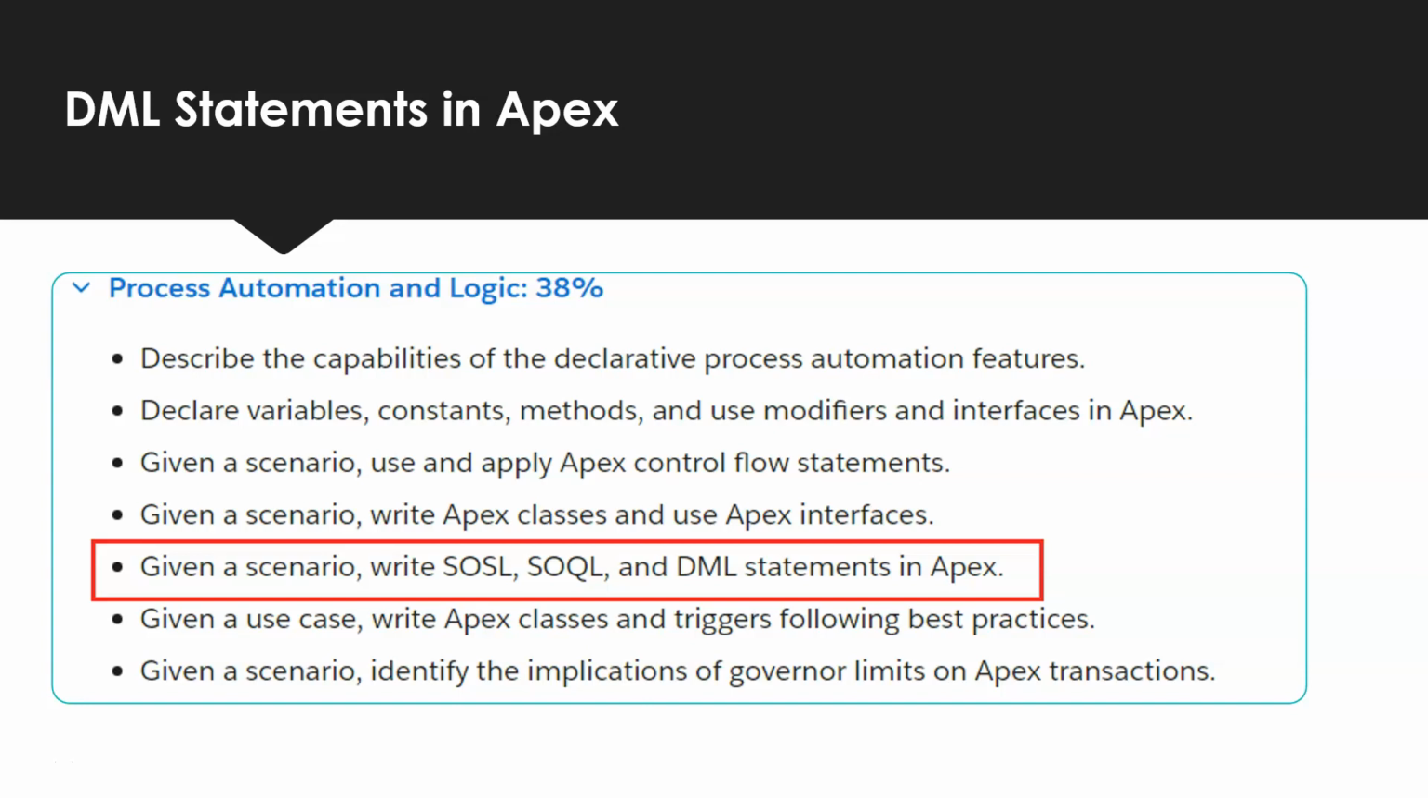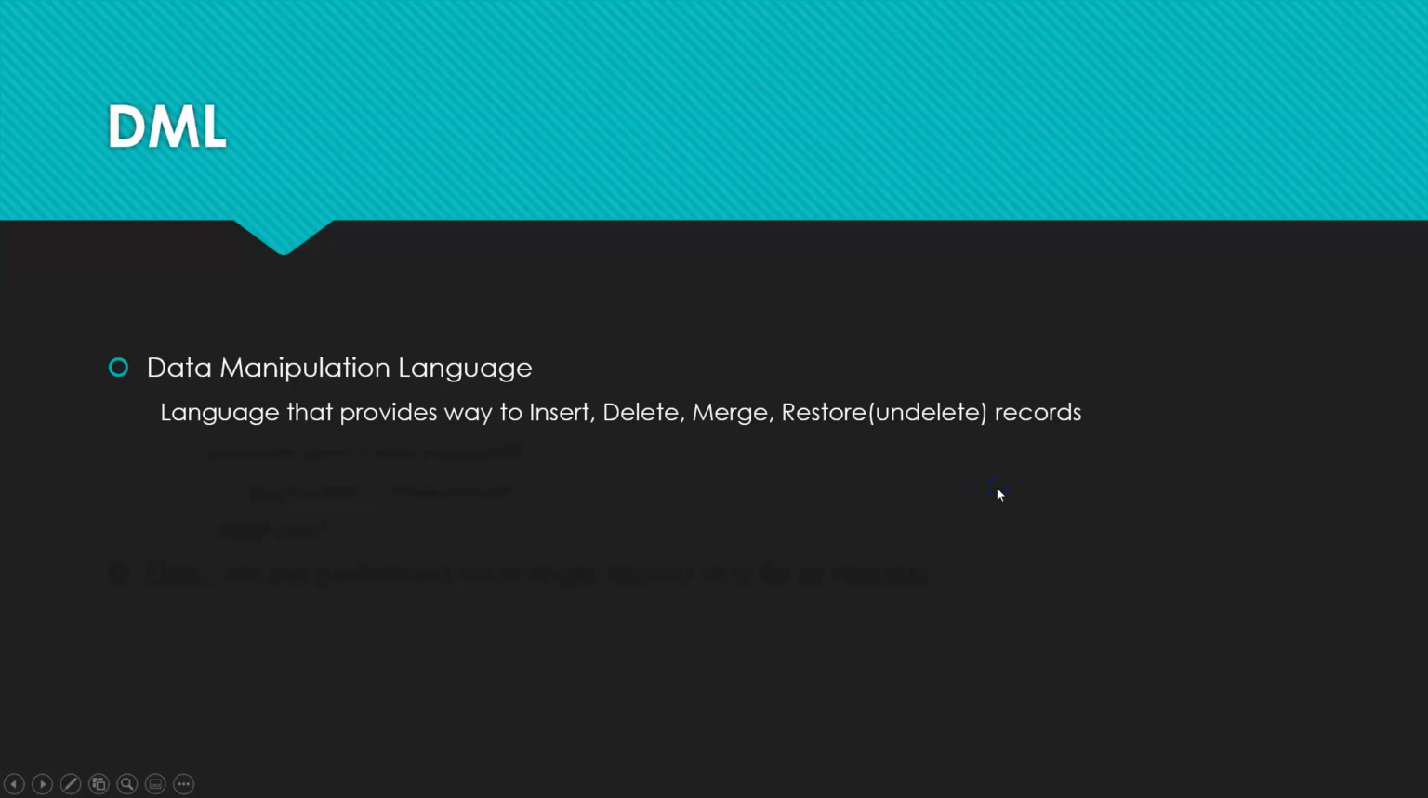So today will be part 2 where we left off. Given a scenario, write SOSL, SOQL, and DML statements in Apex. So I already went over SOSL and SOQL, and today I'll be talking about DML. So what is DML? DML stands for Data Manipulation Language, and it's a way that we can manipulate the database to insert, delete, merge, and restore or undelete records.